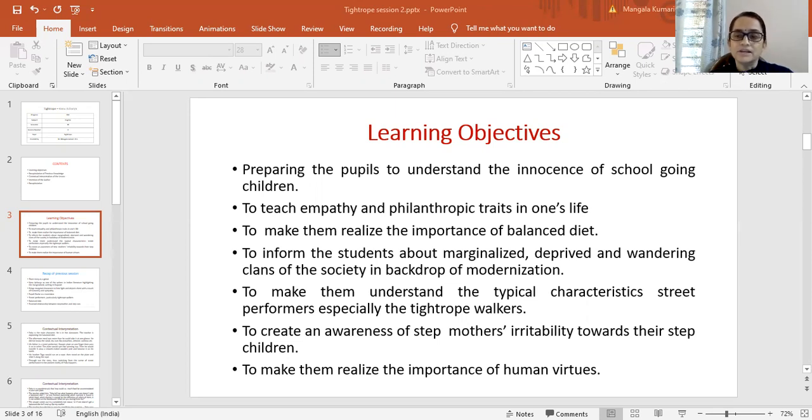Before we go to the lesson, let me check your previous knowledge. Have you heard of short story? What is a short story? And what are the techniques normally used by short story writers? And have you heard of street performance? If you have heard of street performance, tell me, who are the street performers? What kind of performance do they give on the streets?